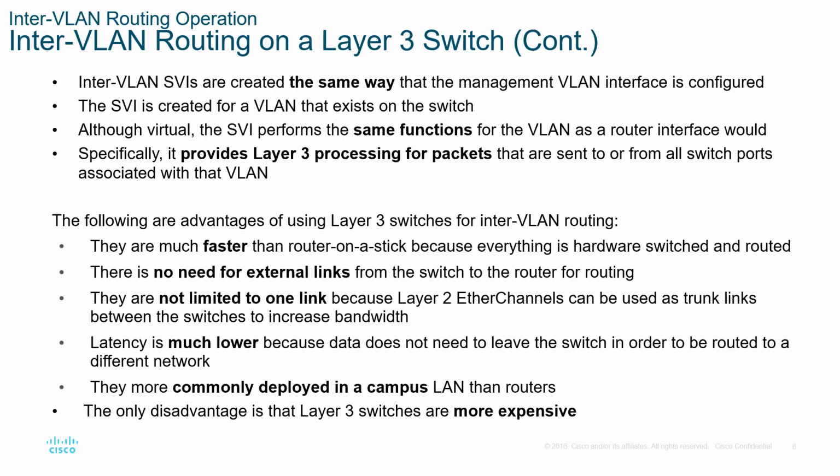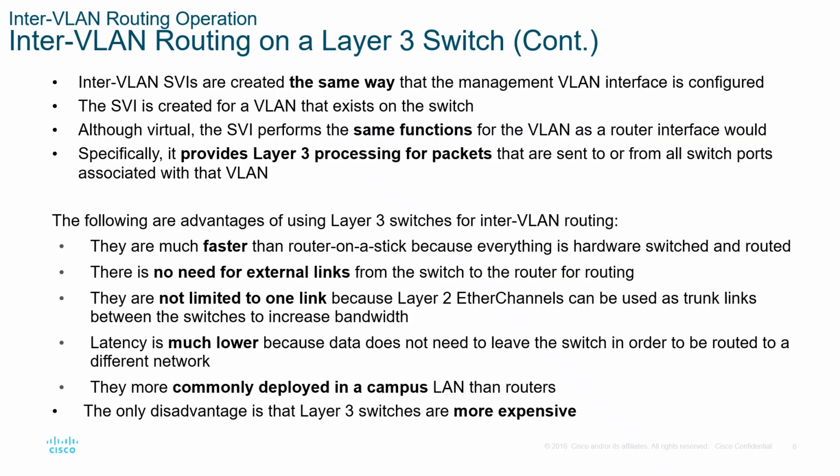Although virtual, the SVI performs the same functions for the VLAN as a router's interface would. Specifically, it provides layer 3 processing for packets that are sent to or from all switch ports associated with that VLAN. The advantages of using a layer 3 switch: that's much faster because now you can switch and route on the same device. Faster than a router on a stick because everything is hardware switched and routed. There is no need for external links from the switch to the router. It's all one big device.